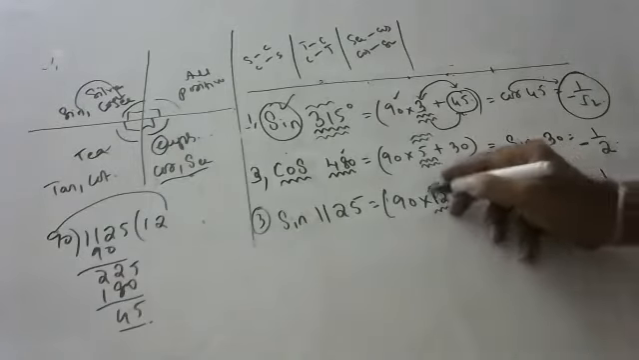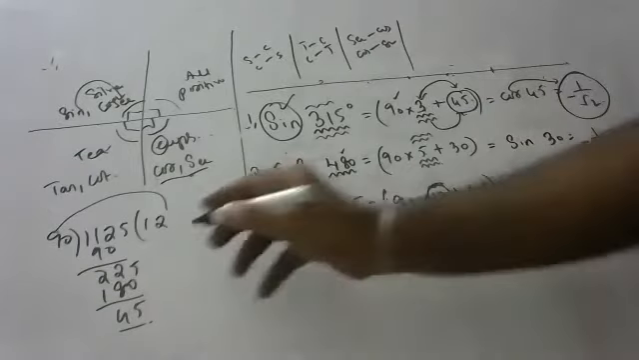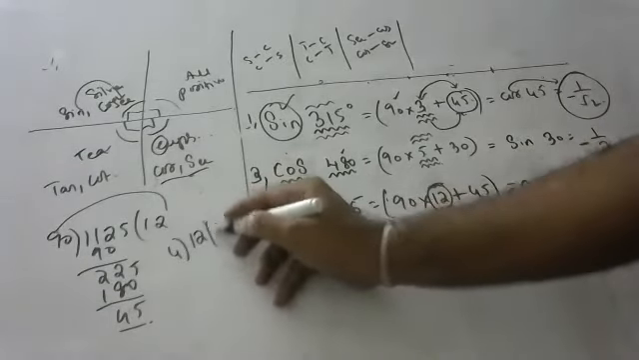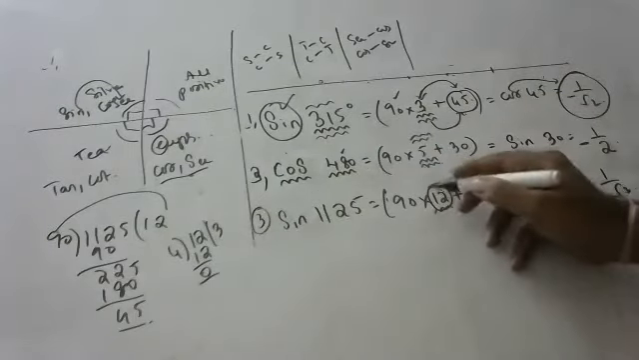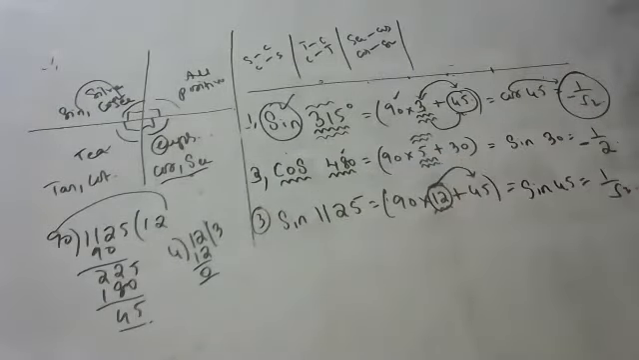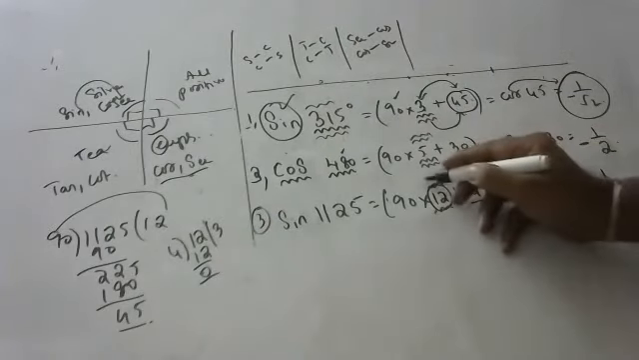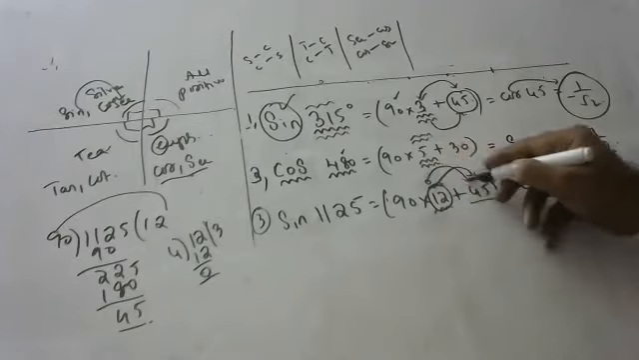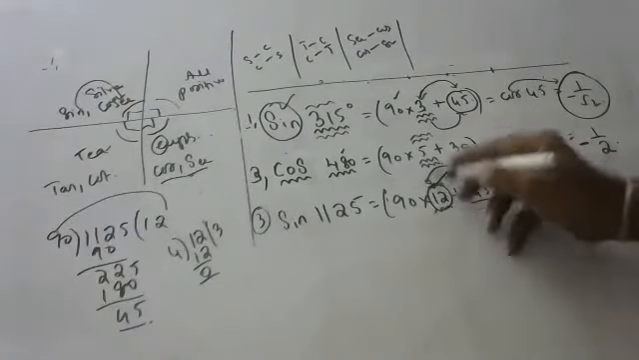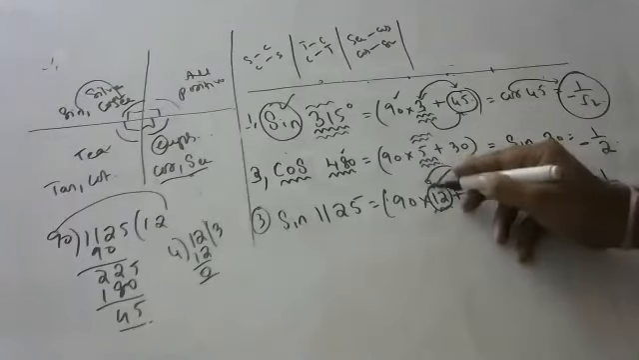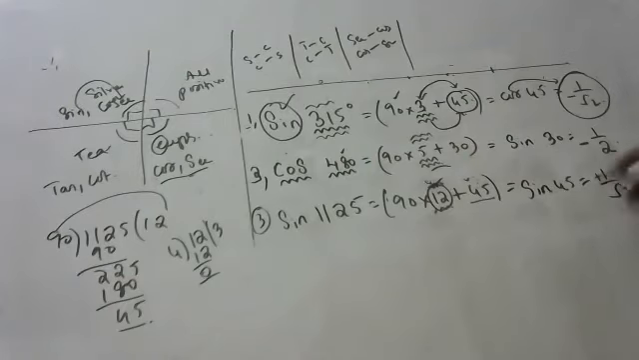Now, 12 means which quadrant? First quadrant. Very good. 4 threes are 12. 0 remainder means rotations over. This is in the first quadrant. Here 0 you got, rotations over, first quadrant. Here 1 came means 1 over, second quadrant. Here 2 came means 2 over, third quadrant. Here 3 came means 3 over, fourth quadrant. So in the first quadrant all are positive.